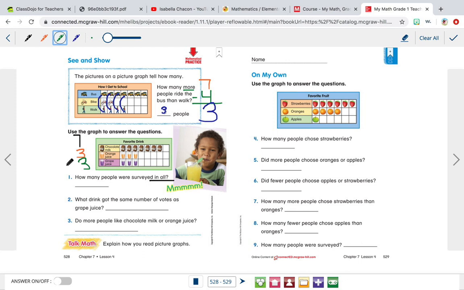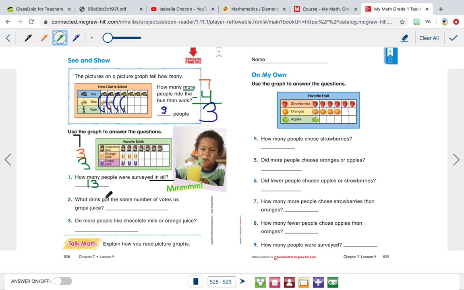So this is hard for me to add because I have to add 3 numbers. So what I'm going to do instead is count all of these just to make it easier on myself. So I'm going to go 1, 2, 3, 4, 5, 6, 7, and I'm going to add more. So 7, 8, 9, 10, 11, 12, 13. So because there are 13 pictures, that means 13 people were surveyed in all, okay?